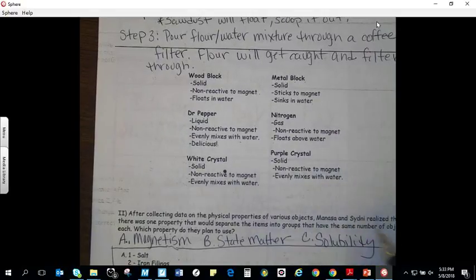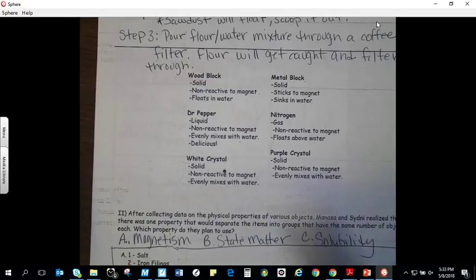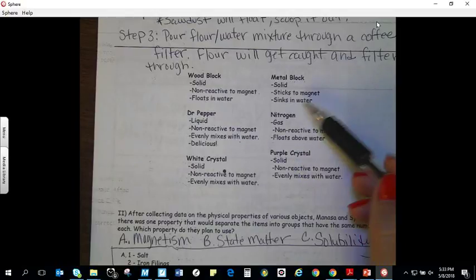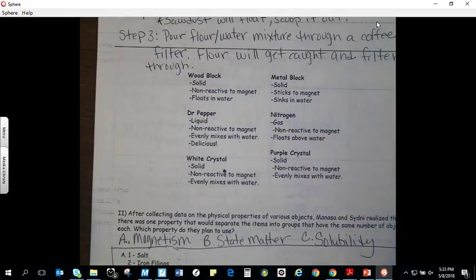and it says that they realized that there was one property that would separate the items into groups that have the same number of objects. Okay, so we're looking at same number of objects. So which one of these can be separated? Let me write the next one. And D is density.